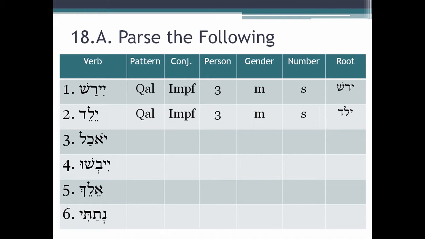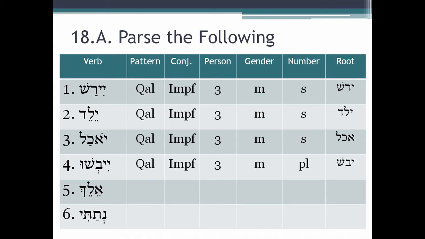Number three, yokal. Is there a prefix? Yes, there is. The yod is a prefix because the next three consonants are a coherent lemma. There's no ending, so this is qal imperfect third masculine singular from akal. Number four, do we have a prefix? Yes, we do. The first yod there is a prefix. We know that because the next three consonants are a coherent lemma that we know from our vocabulary. So we have a yod prefix, we have an ending, in this case the long U ending, so that can only be a qal imperfect third masculine plural.